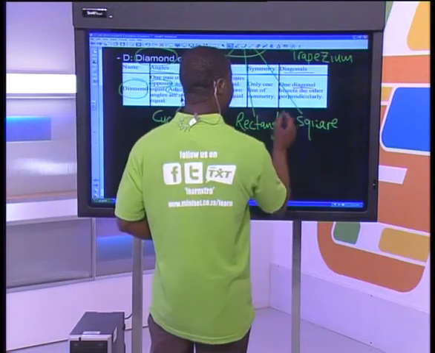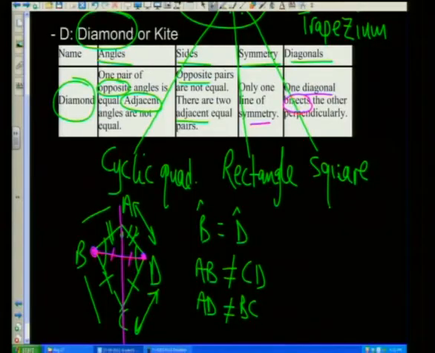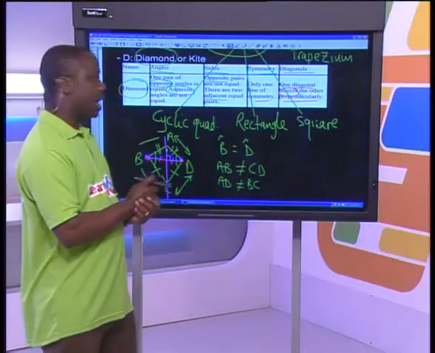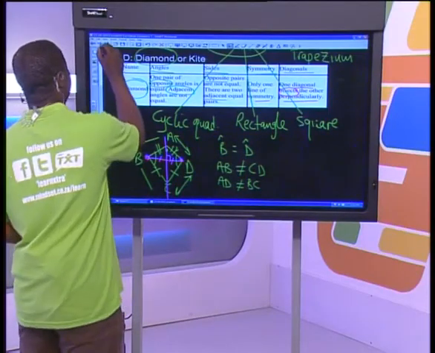So we talked about a diagonal there, and the keywords bisecting and perpendicularly. When I say it bisects the other line perpendicularly, I'm suggesting that this angle here is 90 degrees. All right. So that's how you can describe a diamond or a kite. Then we can move on to the next shape.